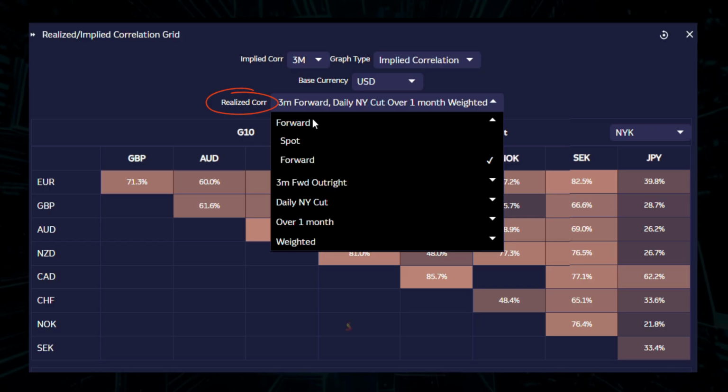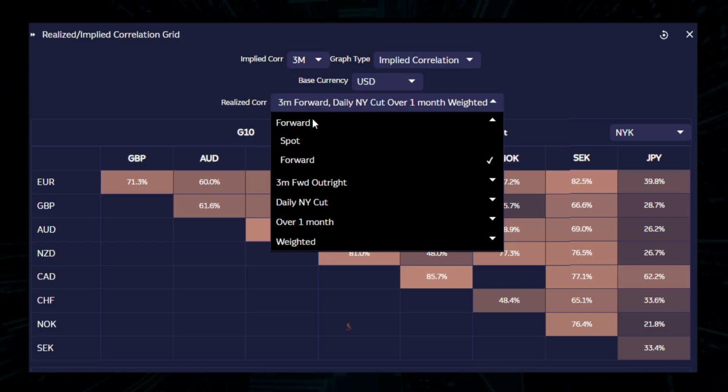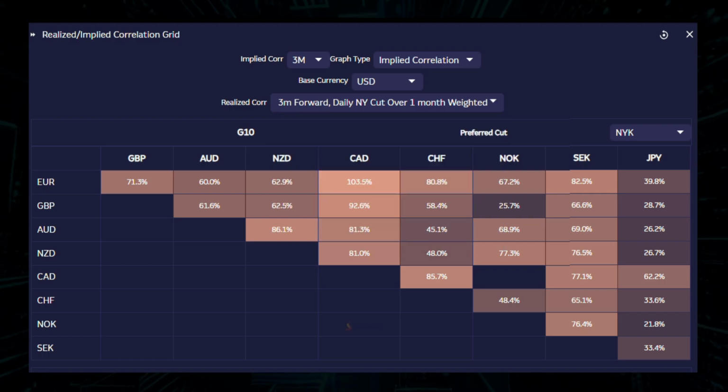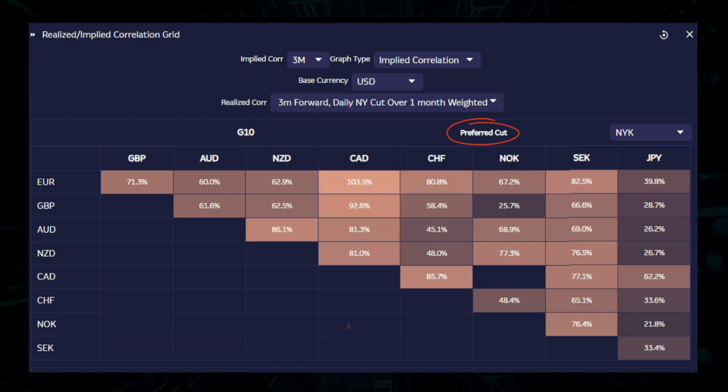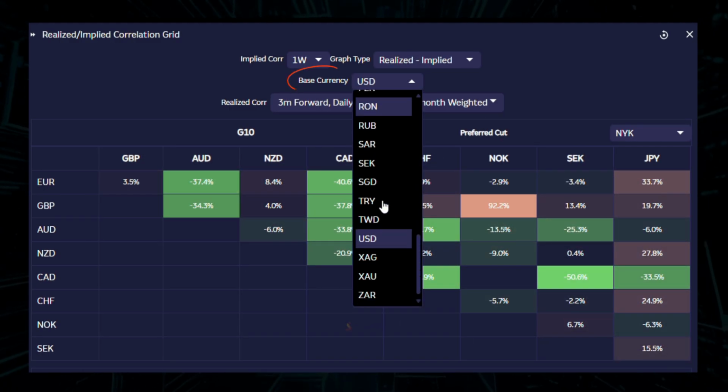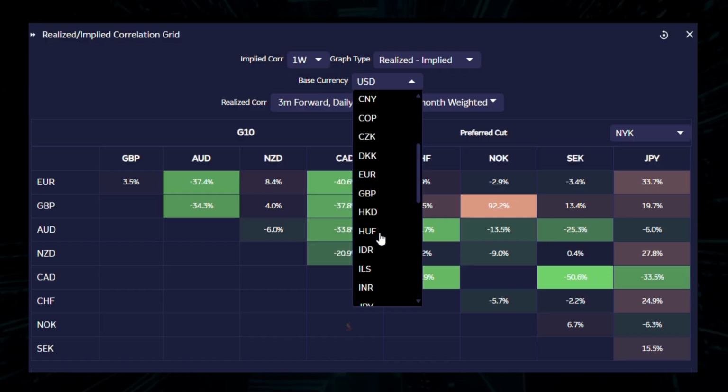When realized correlation is selected, the configuration menu, similar to the volatility grid, lets you set the pricing source, market cut, frequency, observation horizon, and preferred cut. The base currency sets the reference leg for all correlation calculations.